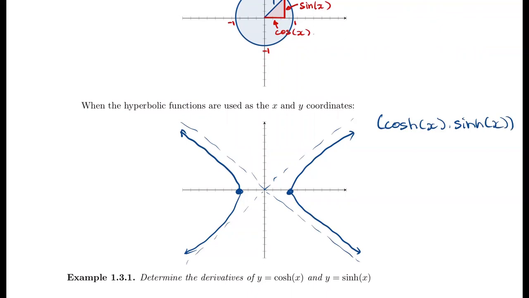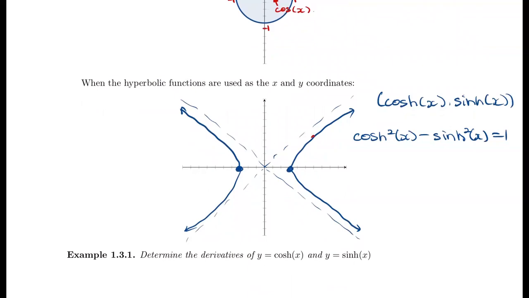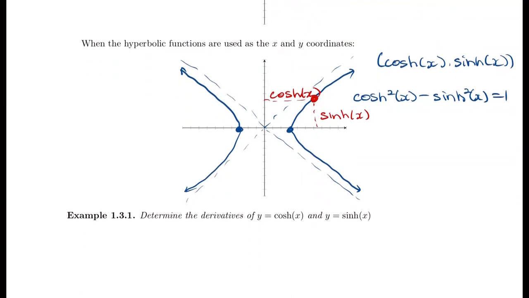And as a matter of fact, we could actually note that cosh squared of x minus sinh squared of x is equal to 1. So the point that we would pick here, take any point. Say this is going to be your sinh of x, and this is going to be your cosh of x, right? And that's the result that we would take. So let's have a look at the next example.